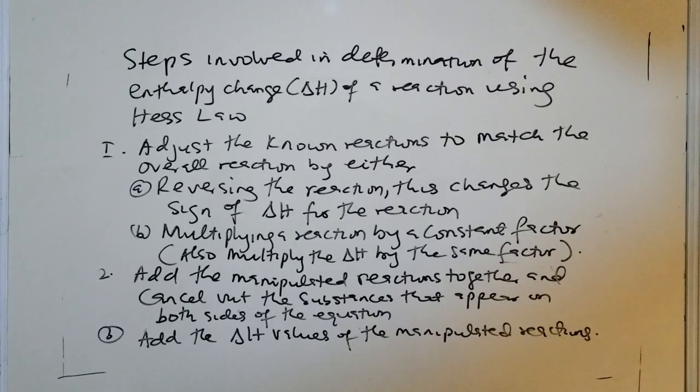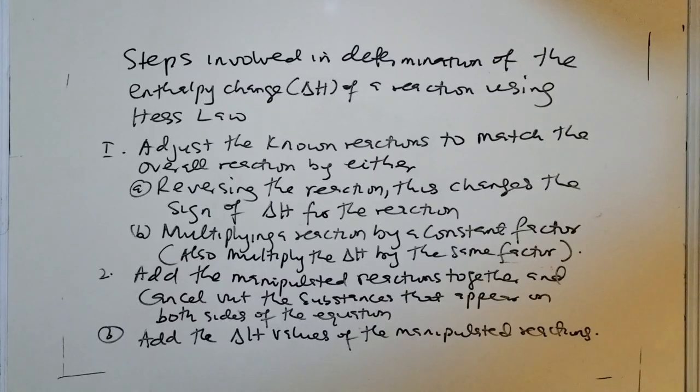This changes the sign of the enthalpy change for the reaction. B, multiplying the reaction by a constant factor. Also, multiplying the enthalpy change by the same factor. So what I mean is this: you have to match the reaction given to you to the overall reaction to see whether the reactants appear on the same side as you have in the main reaction and the products appear on the same side as you have on the main reaction. But if it's opposite, that is, if the reactants on the reaction given to you is on the product side of the main reaction, that means you have to reverse the reaction given to you.